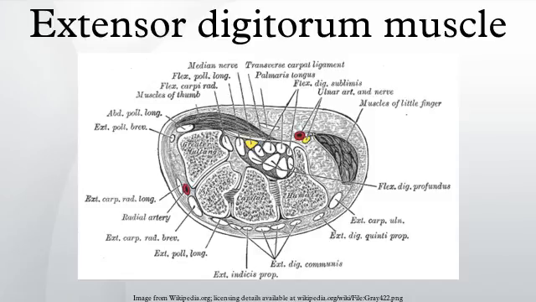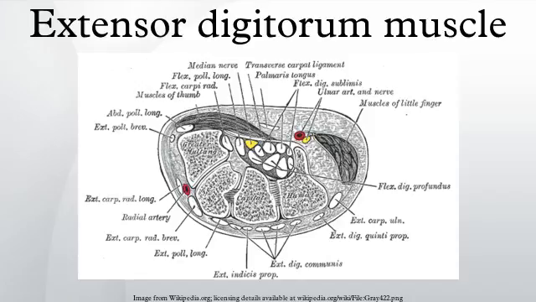The extensor digitorum muscle is a muscle of the posterior forearm present in humans and other animals. It extends the medial 4 digits of the hand. Structure: it arises from the lateral epicondyle of the humerus, by the common tendon, from the intermuscular septa between it and the adjacent muscles, and from the antebrachial fascia.